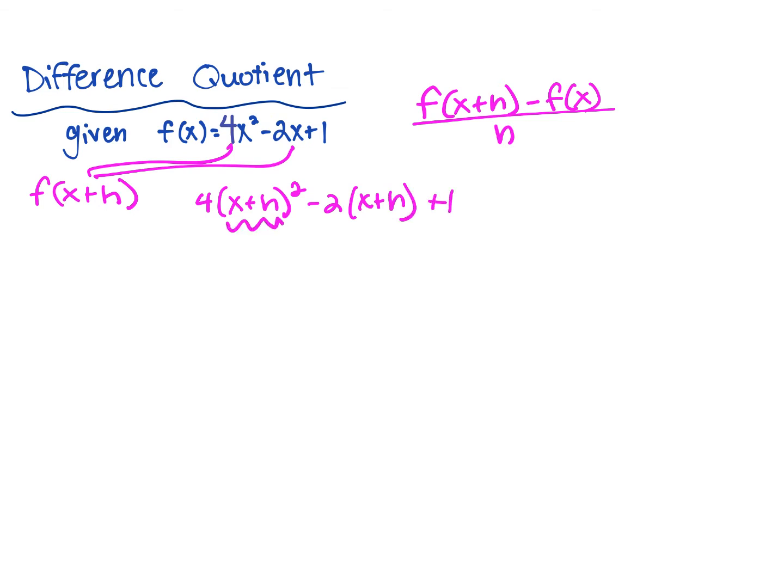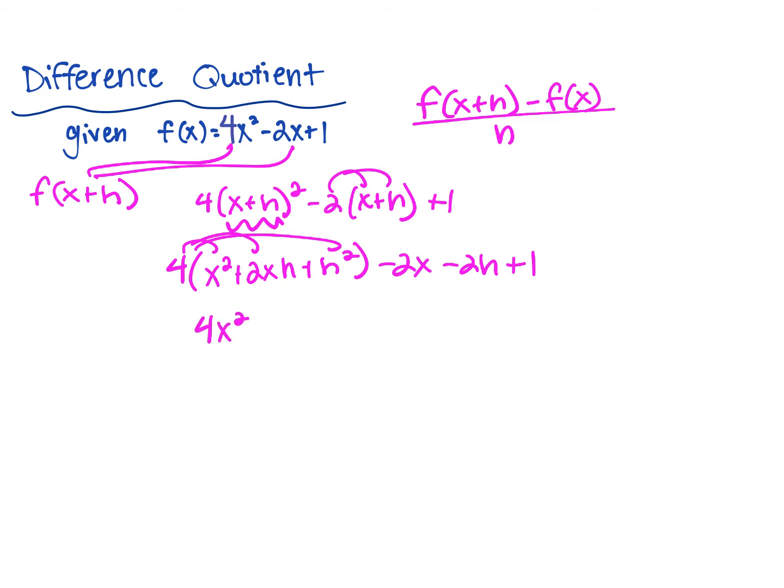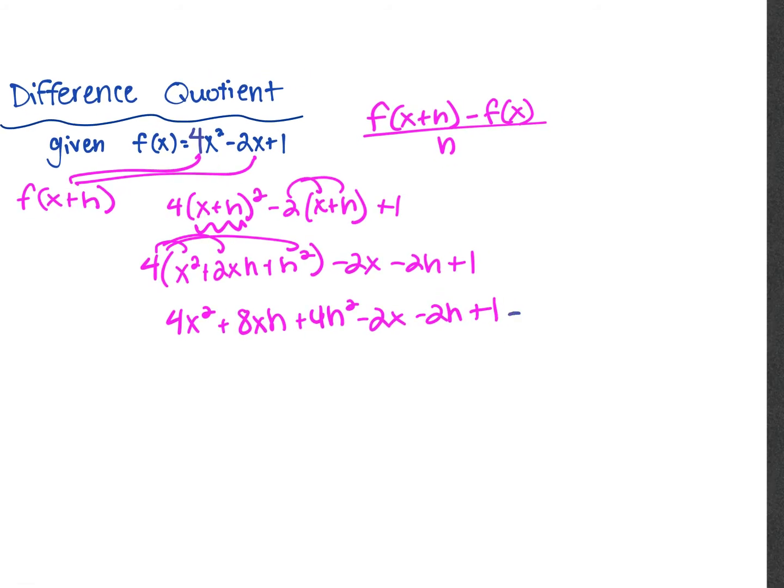Now we have done x plus h squared so many times that you may know it already, which is fantastic, okay? If you don't, then you have to expand and FOIL it. But if you remember it, it's x squared plus 2xh plus h squared. Then I distribute: minus 2x minus 2h plus 1. I distribute the 4: 4x squared plus 8xh plus 4h squared minus 2x minus 2h plus 1. No like terms there, so that whole thing stays as f of x plus h. Then I subtract from it f of x.